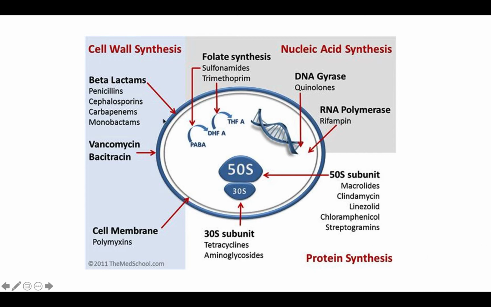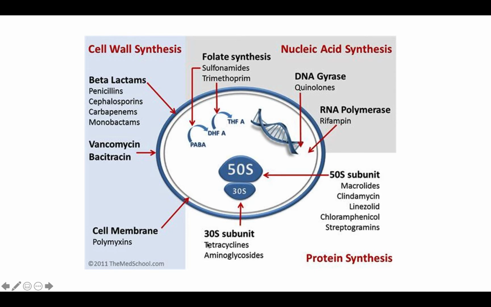I think I like this picture. So we have the ones that attack the membrane. These are the polymyxins. We talked about the beta-lactams already, penicillins, the cephalosporins. We talked about the monobactam aztreonam and the carbapenems. These work here. Vancomycin and bacitracin as well. Now for protein synthesis, some work on the 50S subunit, some work on the 30S subunit.